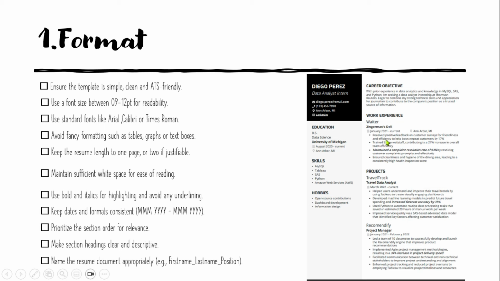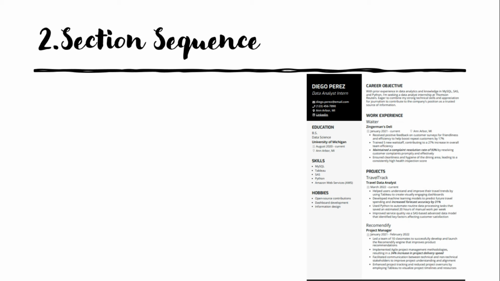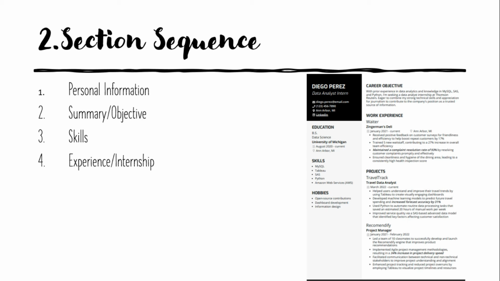Here you can see different sections like career objective, work experience, project, personal detail, education, skill and hobbies. Now let's see what should be the section sequence in your resume. The first section should be your personal information. Second should be your summary and objective. Third is skills. Fourth is experience and internship. Fifth is projects. Then you have to mention your education, certification and activities.